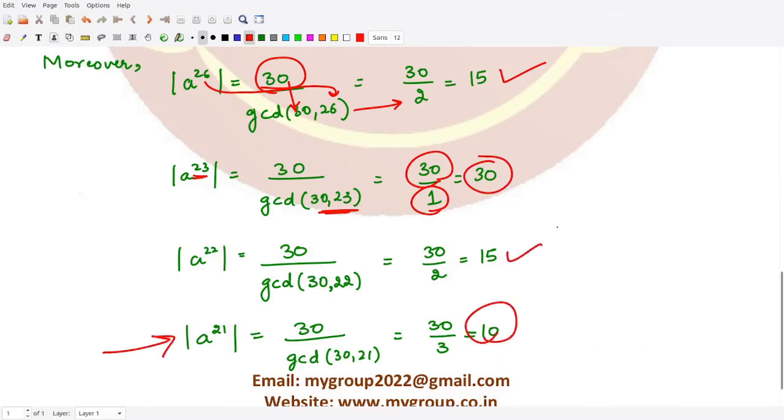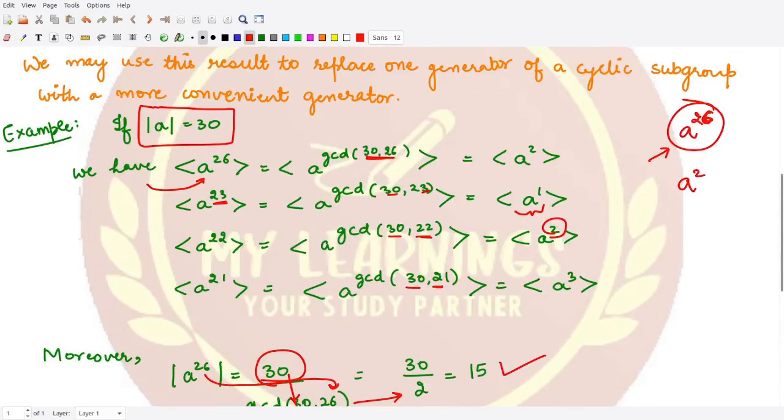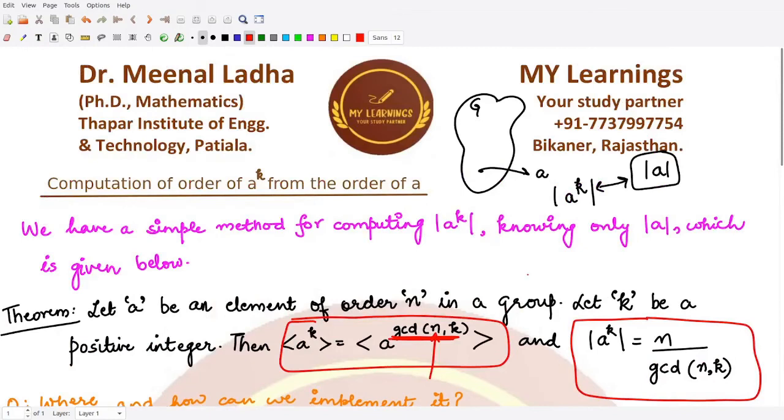So you can see how we can apply this result in order to simplify our generators and in order to calculate the order of the element raised to some power. In the next video, we shall be looking at the proof of this theorem.